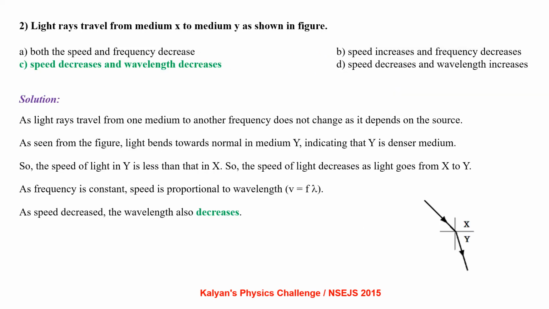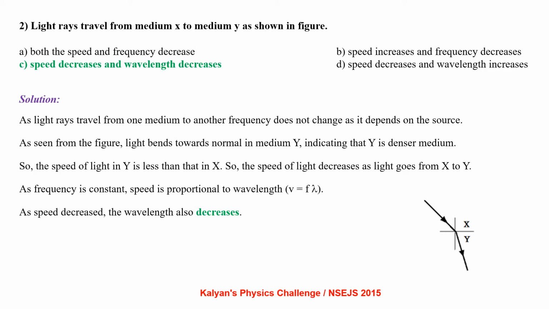Light rays travel from medium x to medium y as shown in the figure. Then both the speed and frequency decrease. Speed increases and frequency decreases. Speed decreases and wavelength decreases. Speed decreases and wavelength increases.